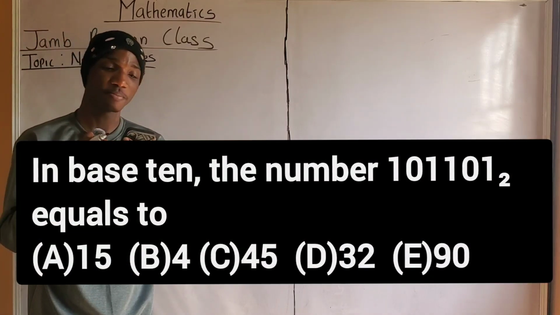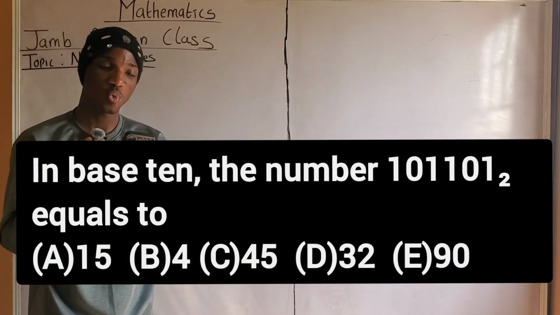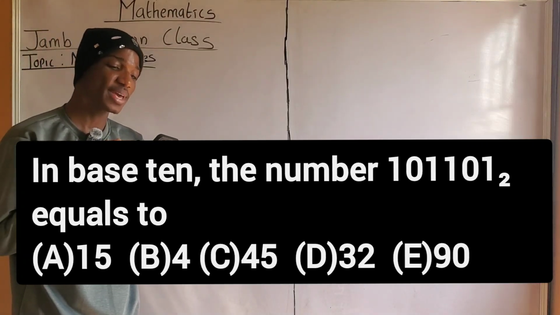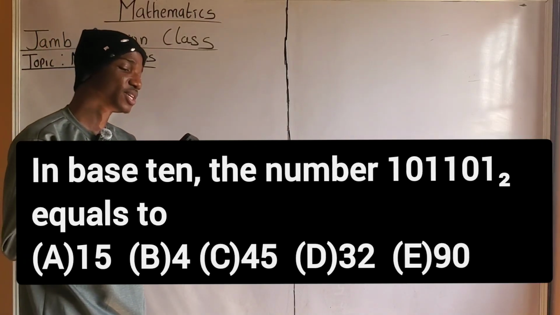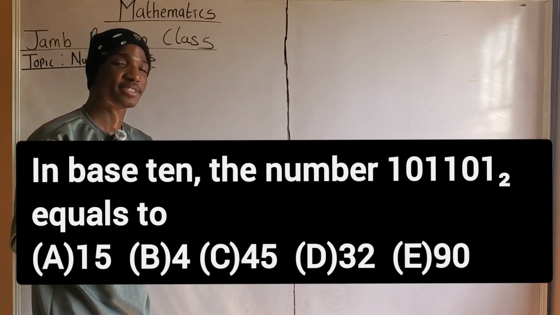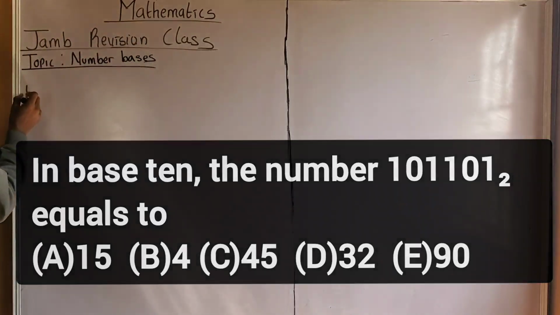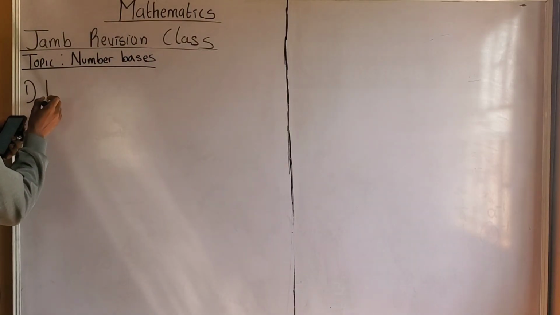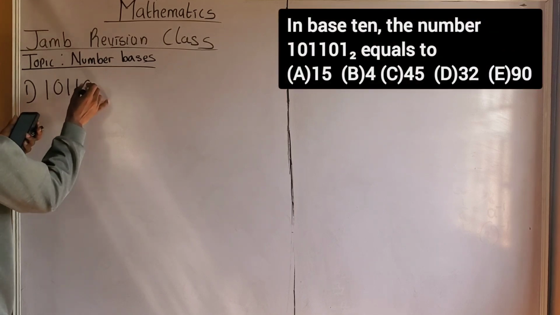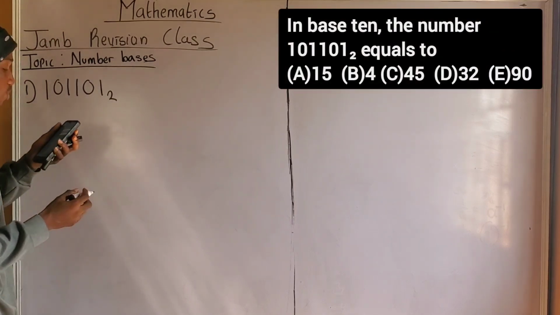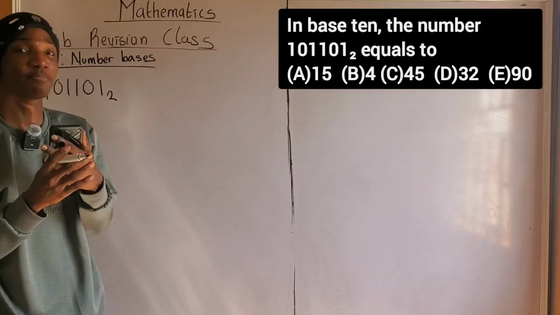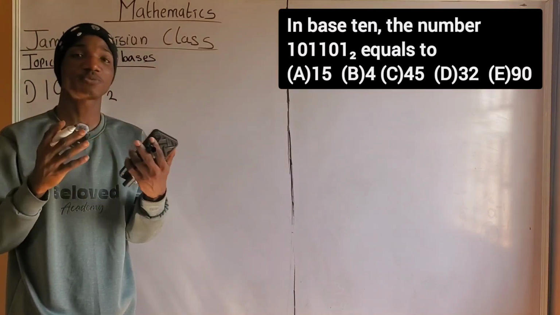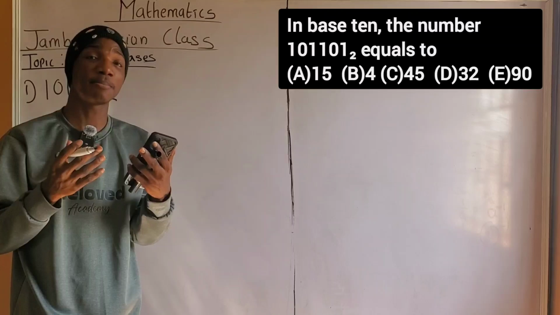In base 10, the number 101101 base 2 is equal to: A 15, B 4, C 45, D 32, E 90. We have 101101 base 2. All you have to do is change this number to base 10. And if you want to change a number from any base to base 10, all you have to do is multiply each digit by the base raised to its position.